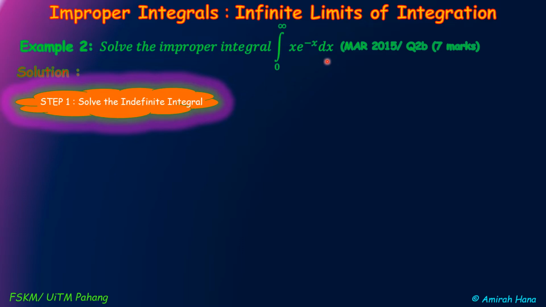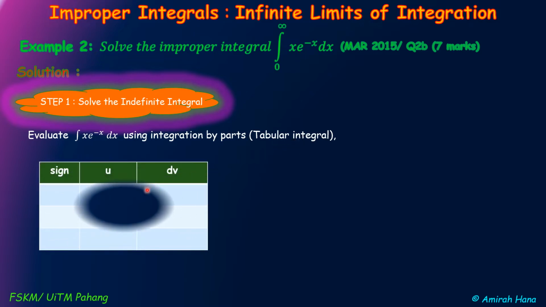So how to solve the indefinite integral? We need to evaluate using integration by parts. This is an exponential function, so this is a repeatable function, so we can use tabular integration. When we use tabular integration, we need to use a table with 3 columns. The first column should be sign, then u, and then the last column should be dv.